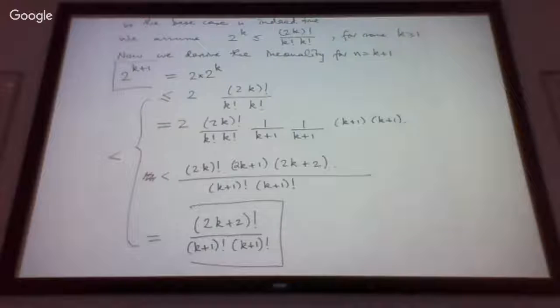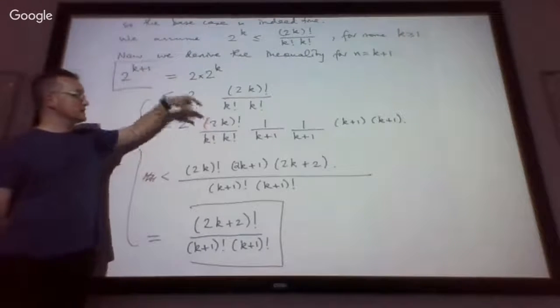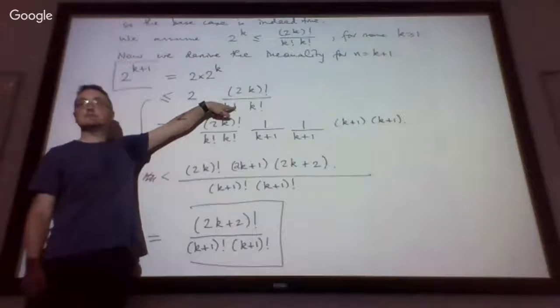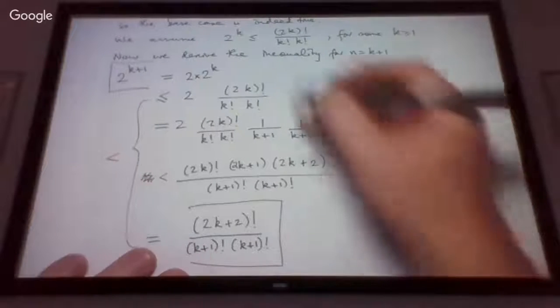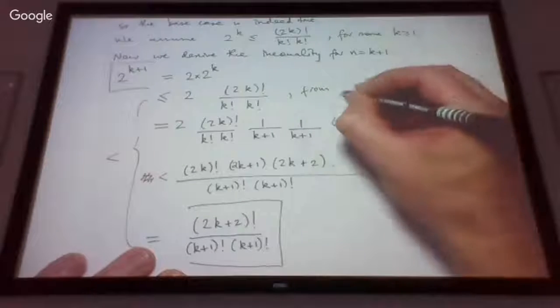Okay. Now that inequality didn't come from nowhere, it came from, crucially, the use of the assumption, which happened here. So we should indicate where that's happened. So in this step here, we were using the assumption.